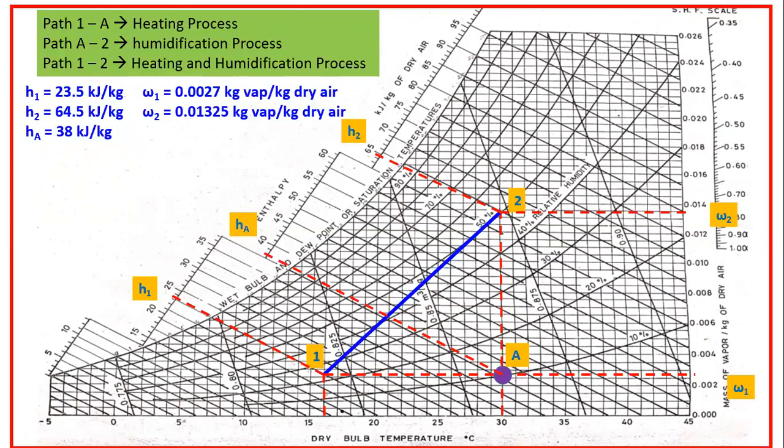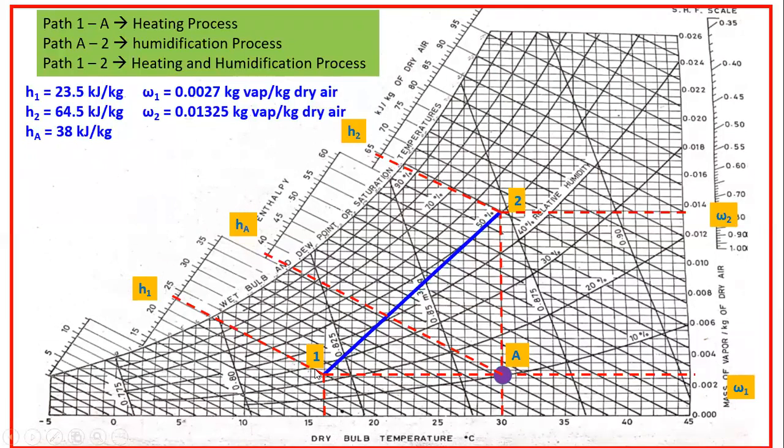The next is point number 2. Point 2 is located at 30 degree dry bulb temperature. So go along the horizontal axis to 30 degrees dry bulb temperature and go vertically till it intersects the 50% RH line. So this is the 50% RH line, and the 30 degree line intersects at this point. Mark that point as 2 and note down the values of H and omega at 1 and 2.